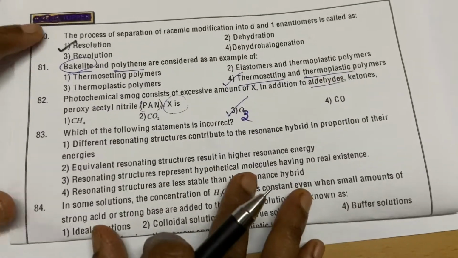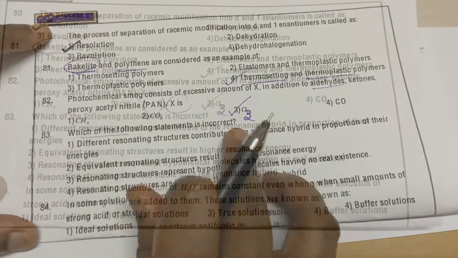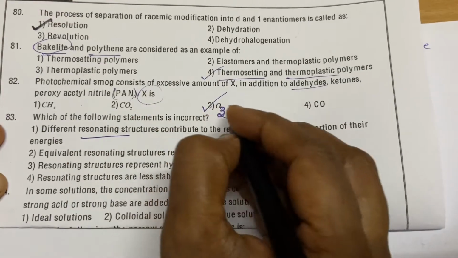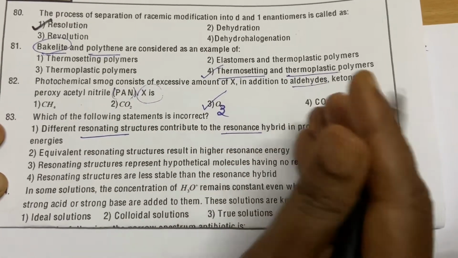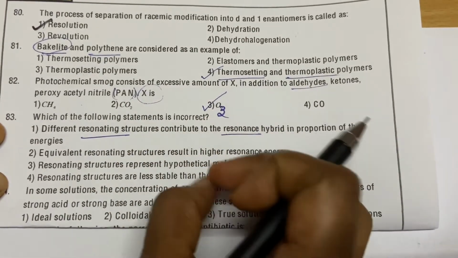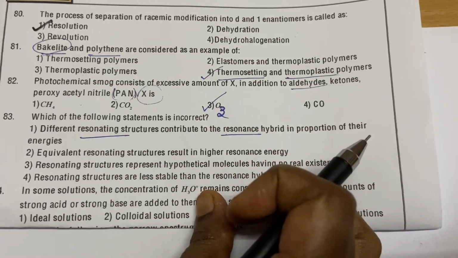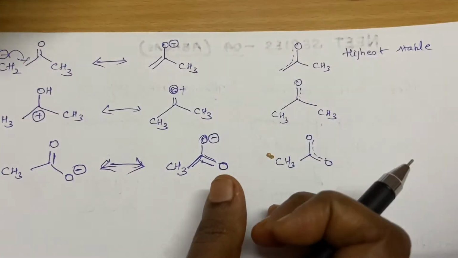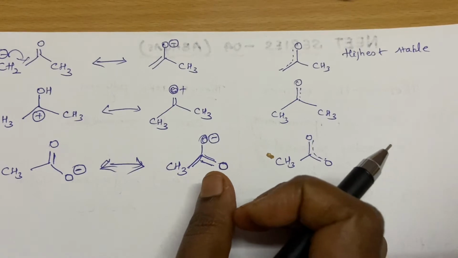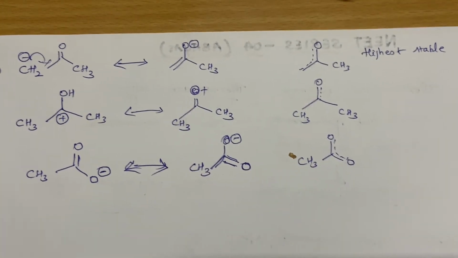So which of the following statements is incorrect? Before that, what is resonance, students? Resonance is the delocalization of electrons. Here we have to find out which statement is incorrect. Before that, I will give you a brief introduction about resonance. It is a delocalization of electrons.